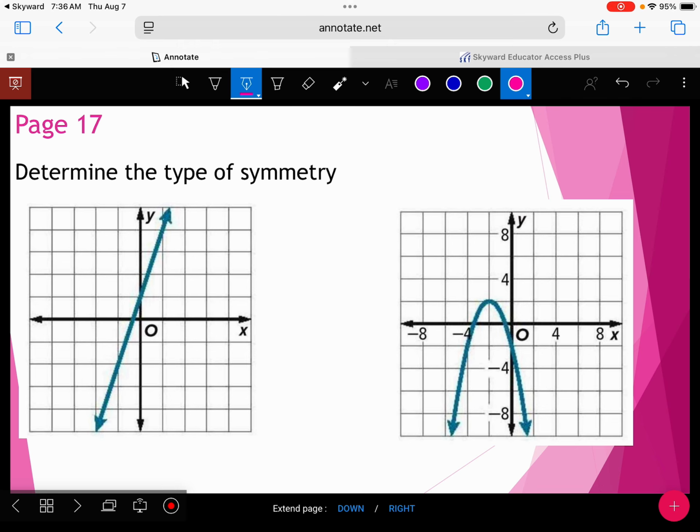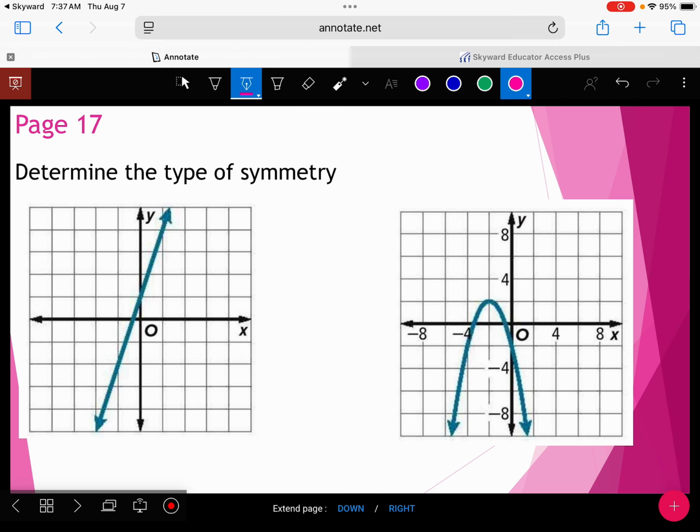So does this have line symmetry? Do these line back up? This blue line and that blue line do not line up. So this does not have line symmetry. That's what we can tell from that. If I flip it and they don't line up, no line symmetry. Does this line back up if I rotate it? Do those line back up? Yeah.